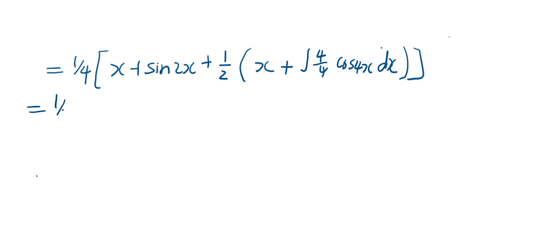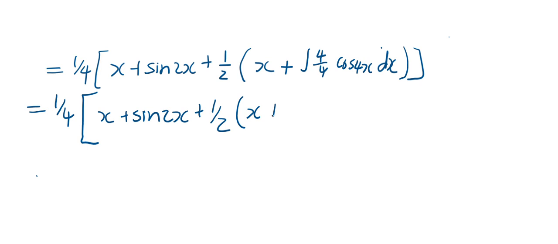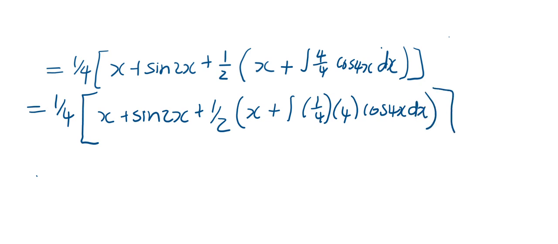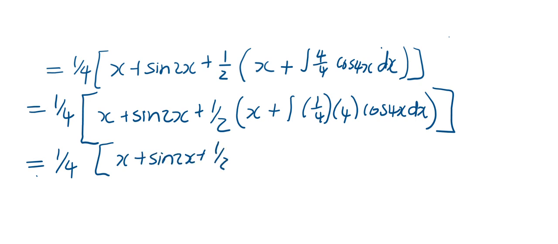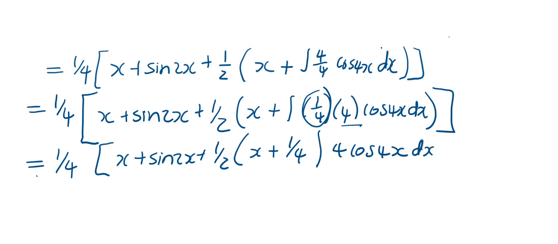Then this is equal to 1/4, remember the big bracket, (x + sin 2x + 1/2), plus, now here we can write this as 1/4 times the integral of 4 cos 4x dx, with the bracket that covers the half and the big bracket that covers the 1/4. Take out the 1/4, because remember we're looking for the 4. So then it's 1/4 integral of 4 cos 4x dx.